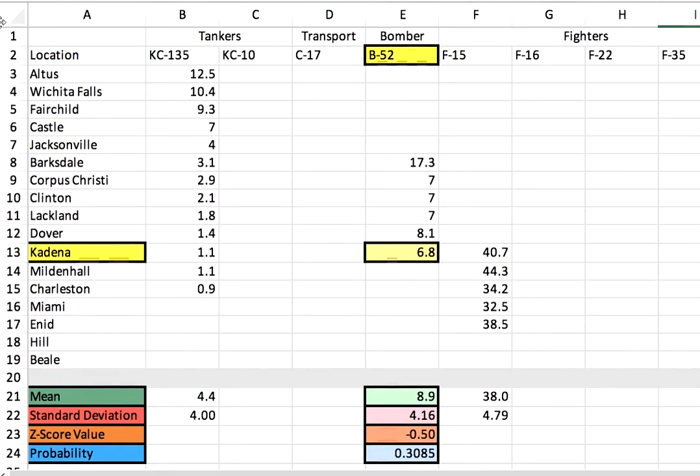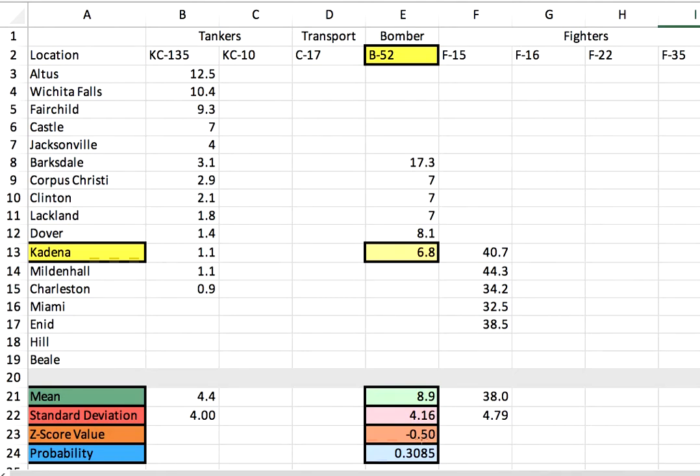So let's say for your discussion board, actually I have this, a student sent me their work on the discussion board. Things are looking good, you know, they've highlighted, it's really easy to see what they're doing. They're looking at Kadena for the bomber B-52. It's got a score of 6.8. We can convert that to a z-score, which it looks like they did successfully. 6.8 minus 8.9 divided by 4.16. Yeah, that looks to be about negative 0.50, so that looks good.